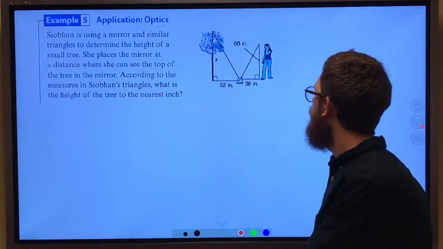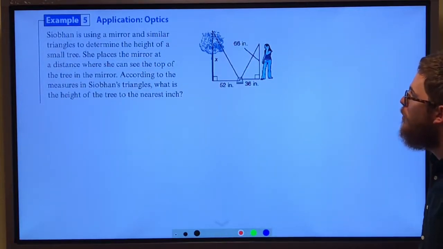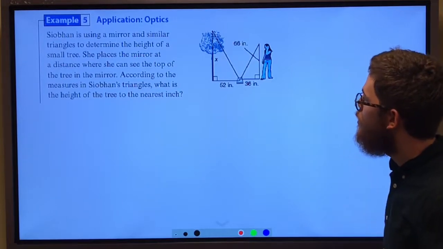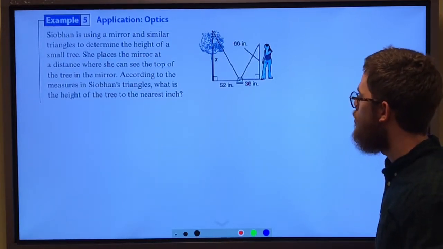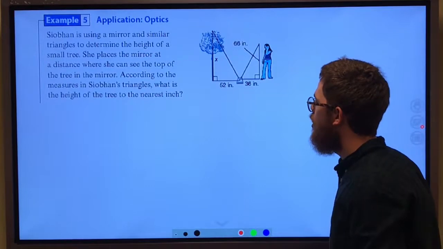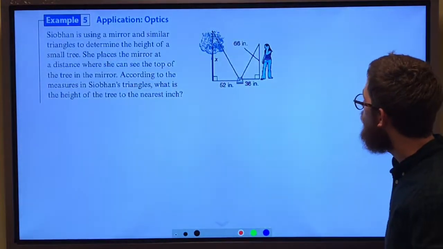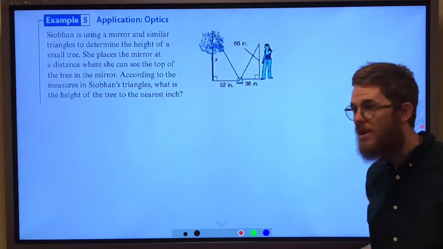Finally, this girl is using a mirror and similar triangles to determine the height of a small tree. She places the mirror at the distance where she can see the top of the tree in the mirror. According to the measures of the triangles, what is the height of the tree to the nearest inch? Okay, so these are similar triangles. That's what we were told repeatedly.